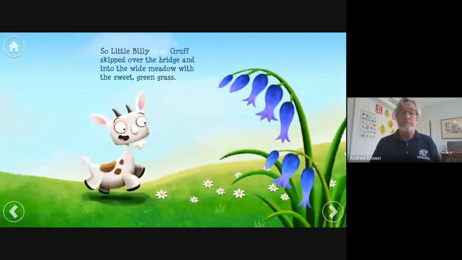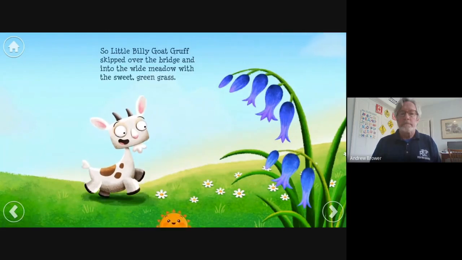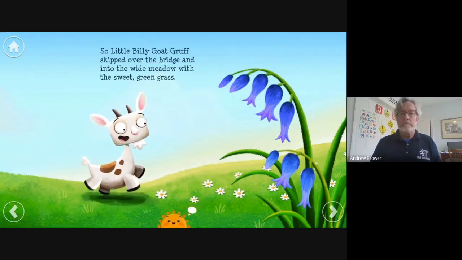So little Billy Goat Gruff skipped over the bridge and into the wide meadow with the sweet green grass. Hooray! The other goats can see that little Billy Goat Gruff made it safely across the bridge. Which Billy Goat do you think should go next?